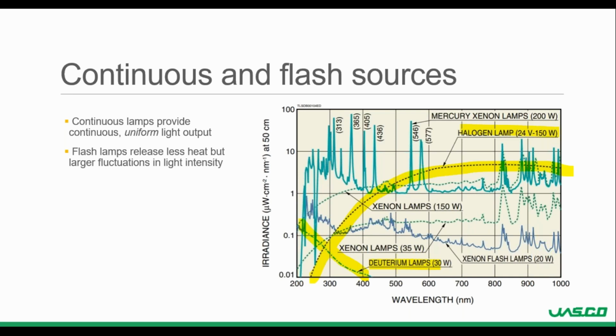However, these sources release less heat, since the filament creating the arc, and therefore the light, isn't constantly lit, and minimize photobleaching of the sample. Continuous sources, however, can combat photobleaching through the proper use of shutters, so you're only opening the shutter to actually perform the measurement. In the spectral distribution diagram on the right, you can see the continuous halogen lamp, highlighted in yellow, produces significantly more light energy than the xenon flash lamp, which I've highlighted here in blue.